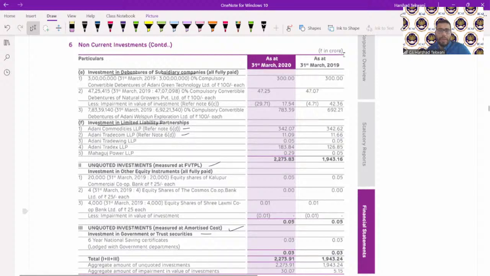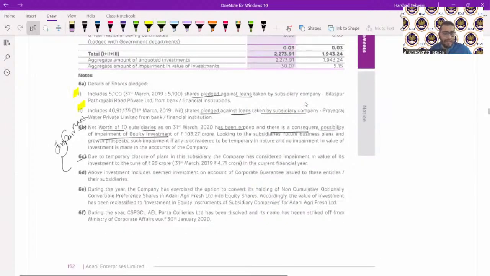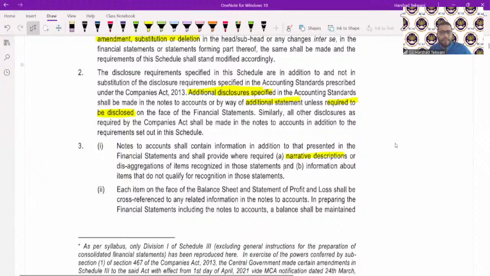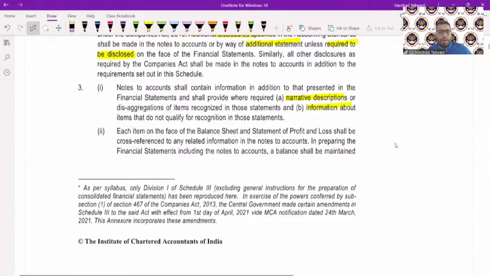So here if you see, some of the details of narratives of those items are given. Then it is given what is the heading of that particular item over here. So some information also is given over here. You need to provide this information to understand what is the nature of that particular item. So narrative descriptions plus information about items. You need to provide that information. Additional information is something different.